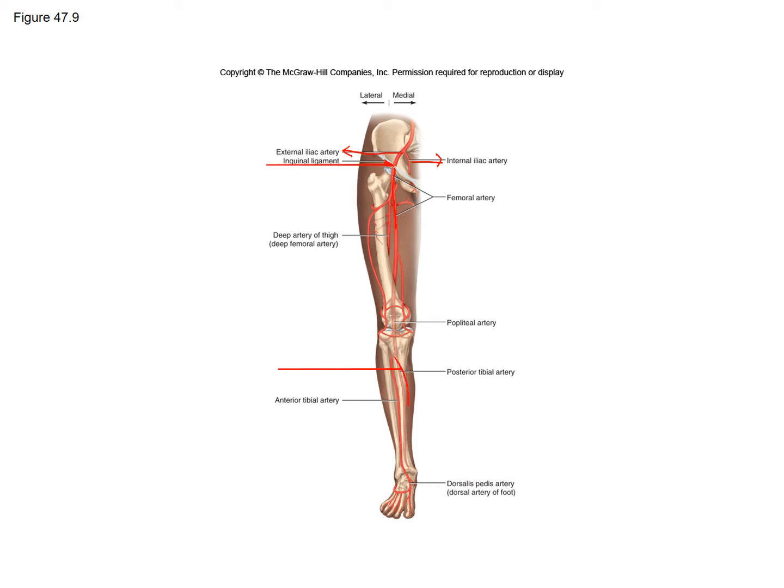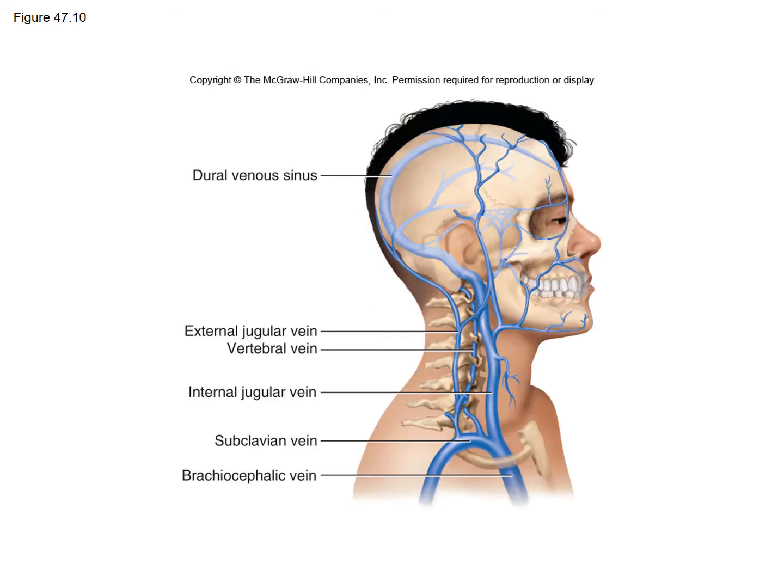And you have the popliteal artery, and you have the posterior tibial artery and the anterior tibial artery. Vein, the names of the veins probably will be the same with just a few exceptions.